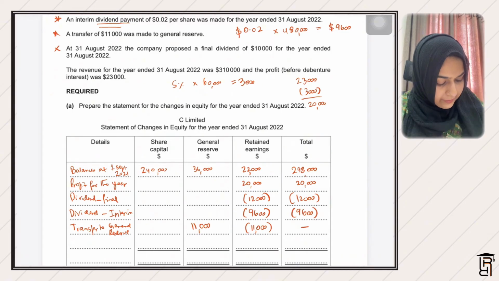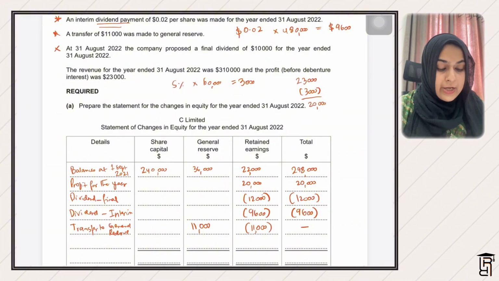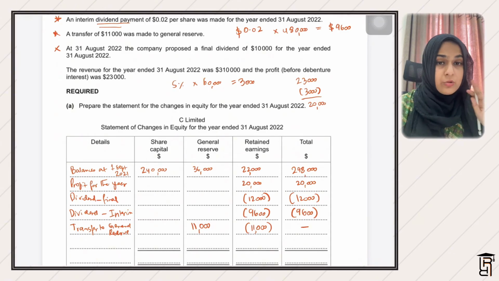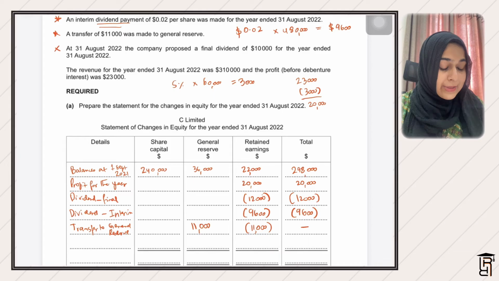Balances at 31st August 2022. This is my balance at end. So now what I'll do is I'll obviously take out the total. So share capital total is 240,000. There's no change in the value of share capital.